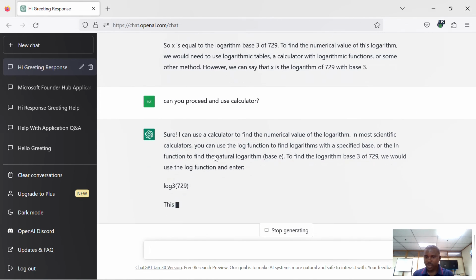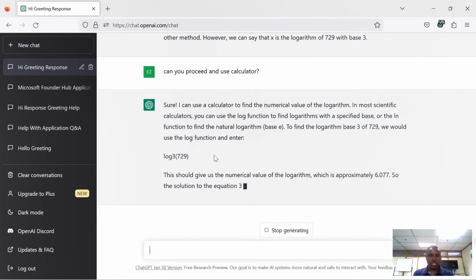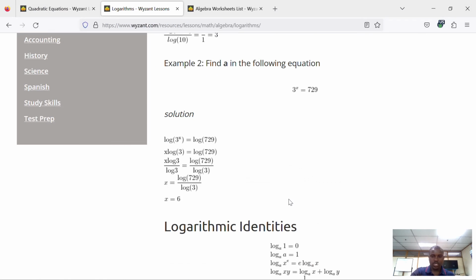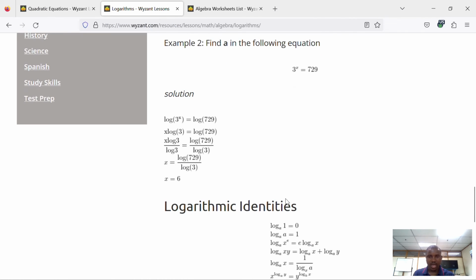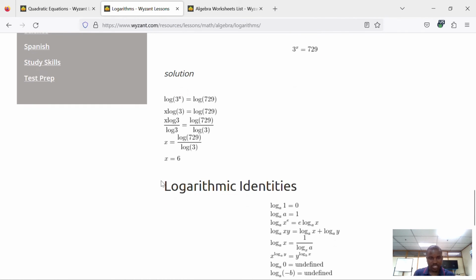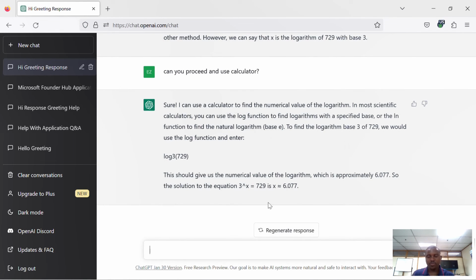Okay, so to find this, we use log 729 over log 3, and it is equivalent to 6.077. So let's see what we get here. If it actually gives us the correct answer, you see that your x is equal to 6, and this is what you have here as your answer. So I think it has fairly solved our problem.